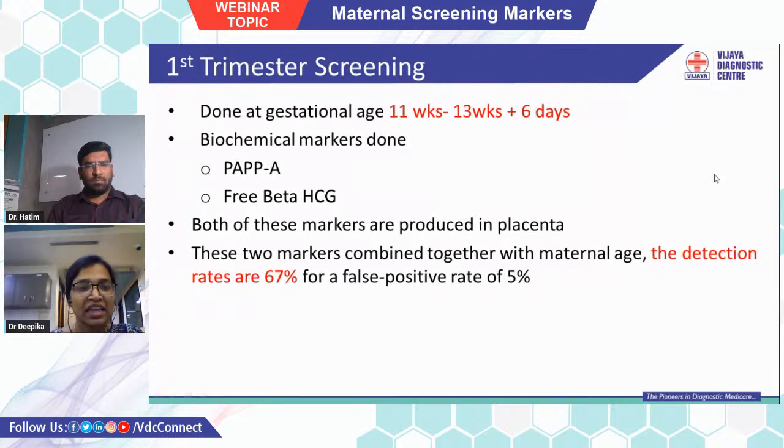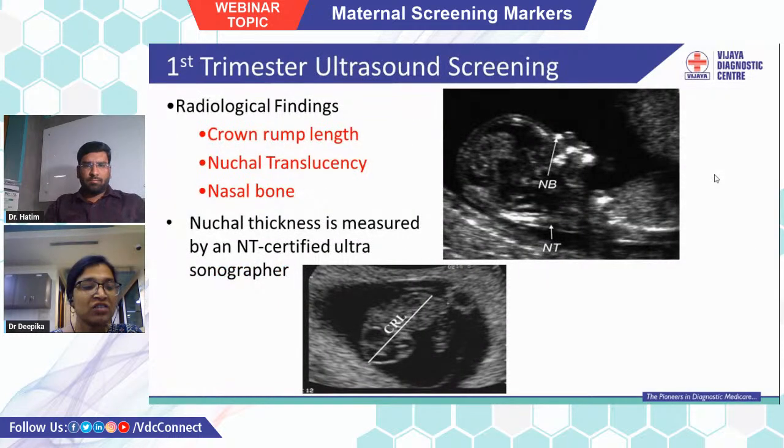And apart from this biochemical screening, in the first trimester, we also see the radiological findings like CRL, NT, as well as nasal bone. The CRL should be in mm, and nuchal translucency in mm, which is converted to MoM. And the nasal bone, whether it is present or absent.